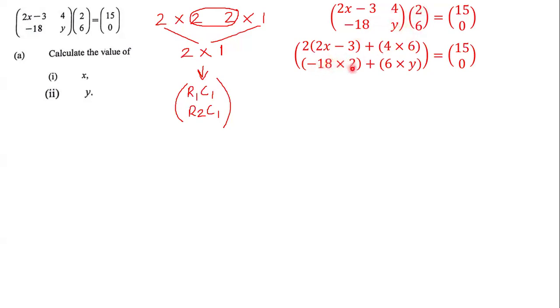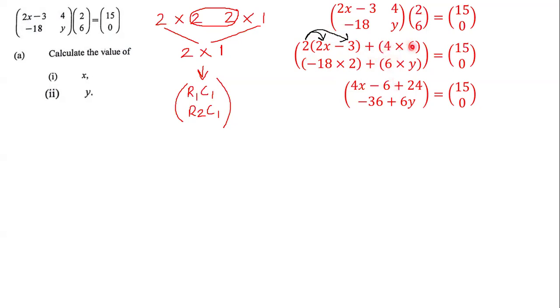Negative 18 multiplied by 2 and y multiplied by 6. And so we set that equal to this matrix. Now we have to simplify what we have in here. First we distribute. We say 2 multiplied by 2x and 2 multiplied by negative 3. Now 2 multiplied by 2x gives us 4x and 2 multiplied by negative 3 is negative 6. And we put the plus sign.